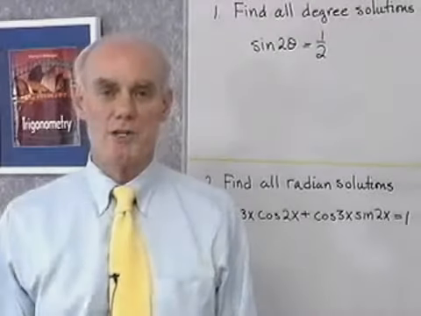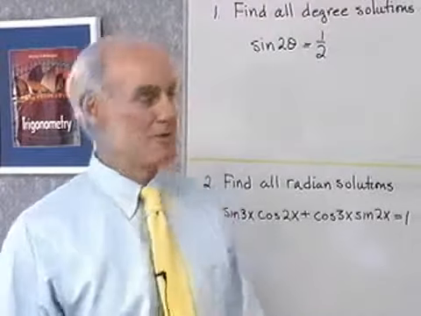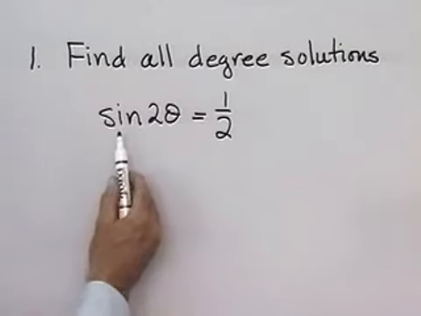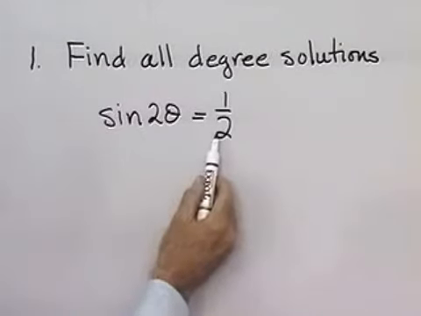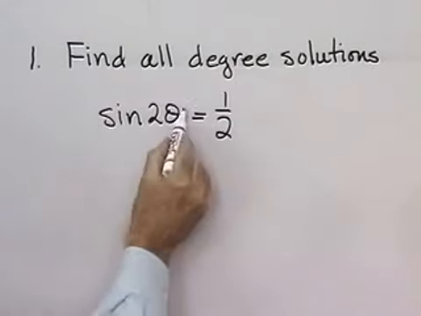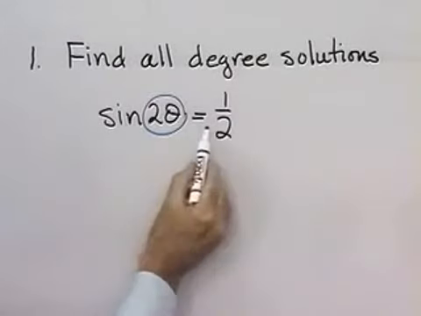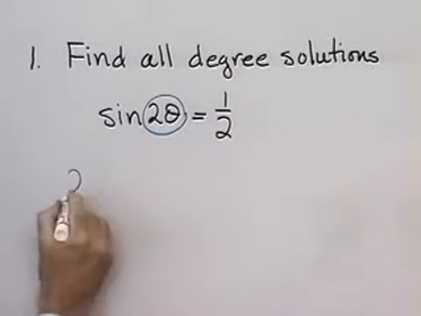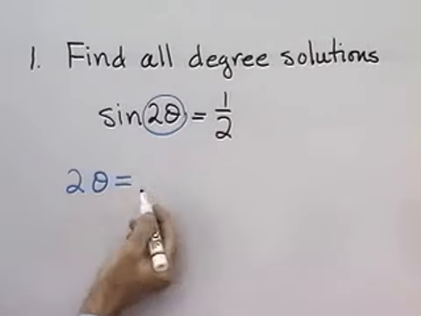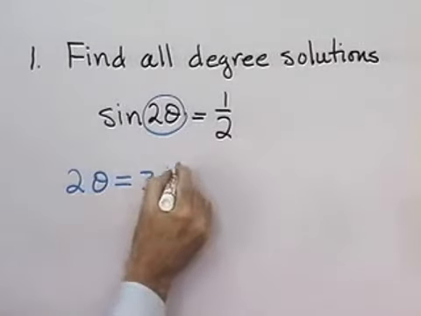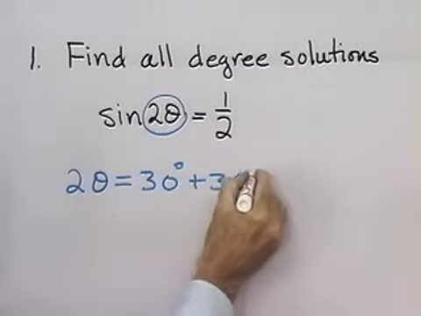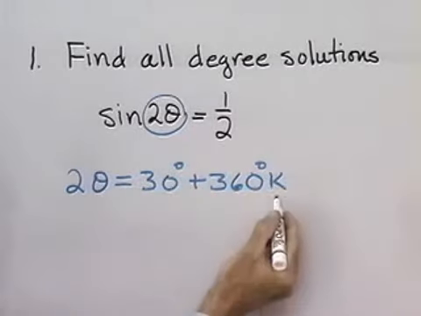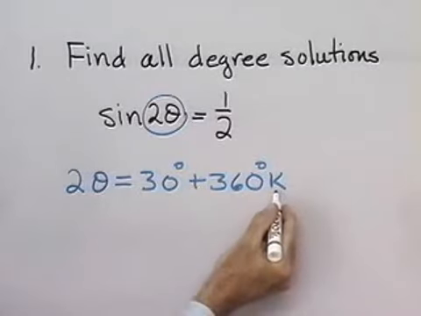We want to look at some equations now that contain multiple angles. I want to find all degree solutions to the equation sine 2 theta is equal to 1/2. Well, I know that if this angle is going to have a sine of 1/2, then 2 theta equals, in degrees, 30 degrees plus any multiple of 360 degrees. So I'll say 360 degrees times k, where k is any integer.